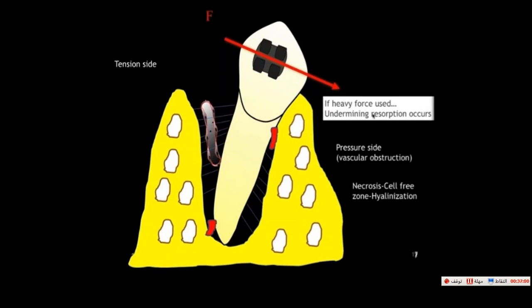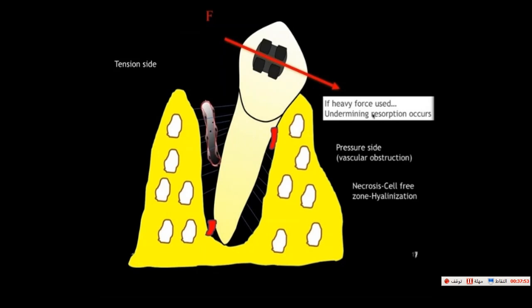And in this picture, the heavy force is applied to the tooth. If heavy force is applied to the tooth, there is a necrosis on the pressure side, in the direction of the force, with crushing of the blood vessel here. The cells from the undamaged area need to move to regenerate this damaged area and to remove bone under it. The movement is delayed because the force exceeds the capillary blood vessel pressure, causing damage to the periodontal ligament, and bone is removed by undermining resorption, and the tooth movement is delayed from 1 week to 2 weeks.